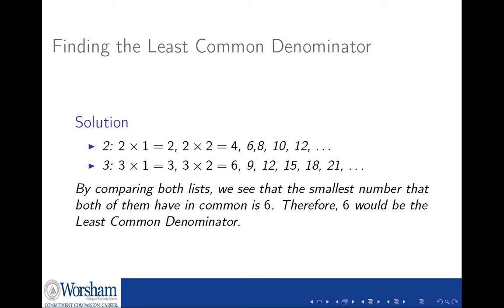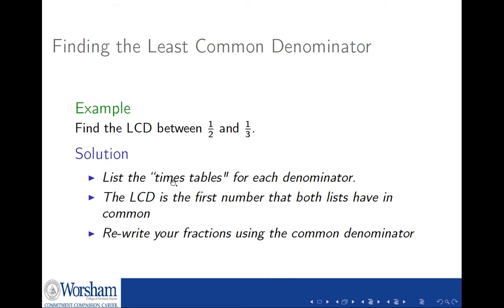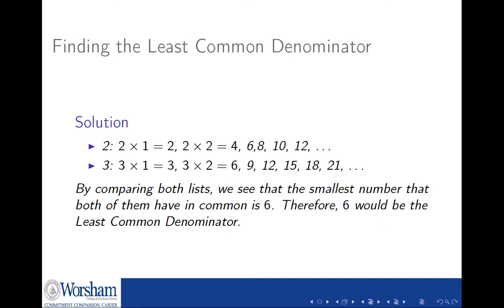Okay? If we compare both lists, the smallest number that both of those lists would have in common is 6. So therefore, we're going to use 6 as our least common denominator. Previously, 6 would be considered our least common multiple. Okay? Same principle, just different application. Now, we listed the times table for each denominator. We found the least common denominator. Now, this step, we're going to rewrite our fractions using that common denominator. Okay? So we're going to rewrite both of our fractions with a denominator of 6.